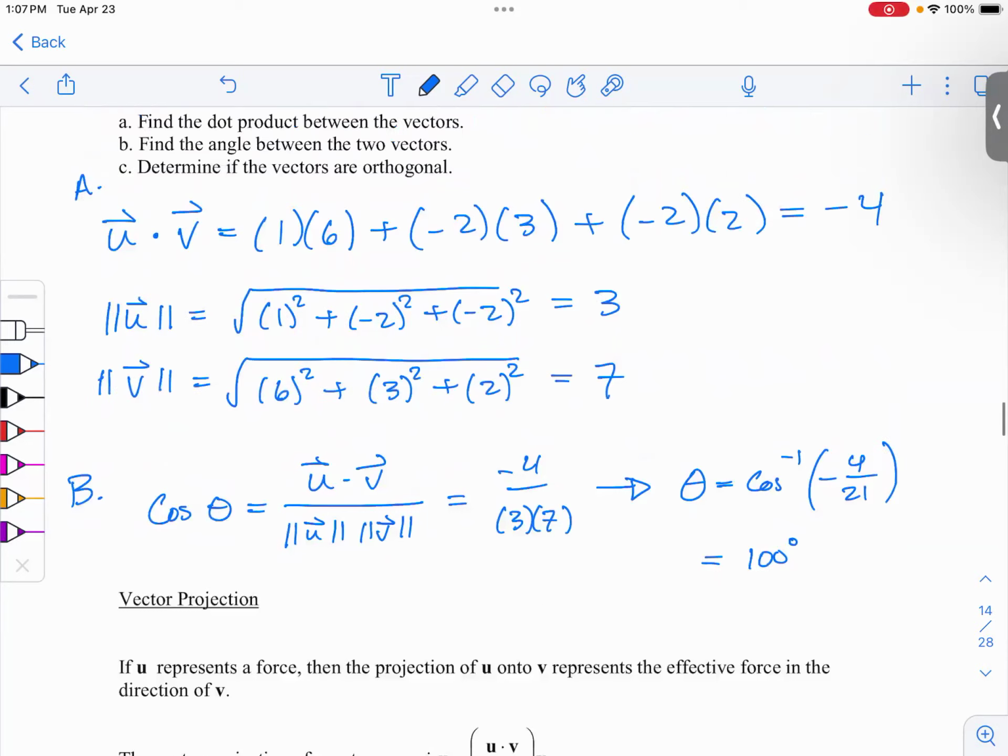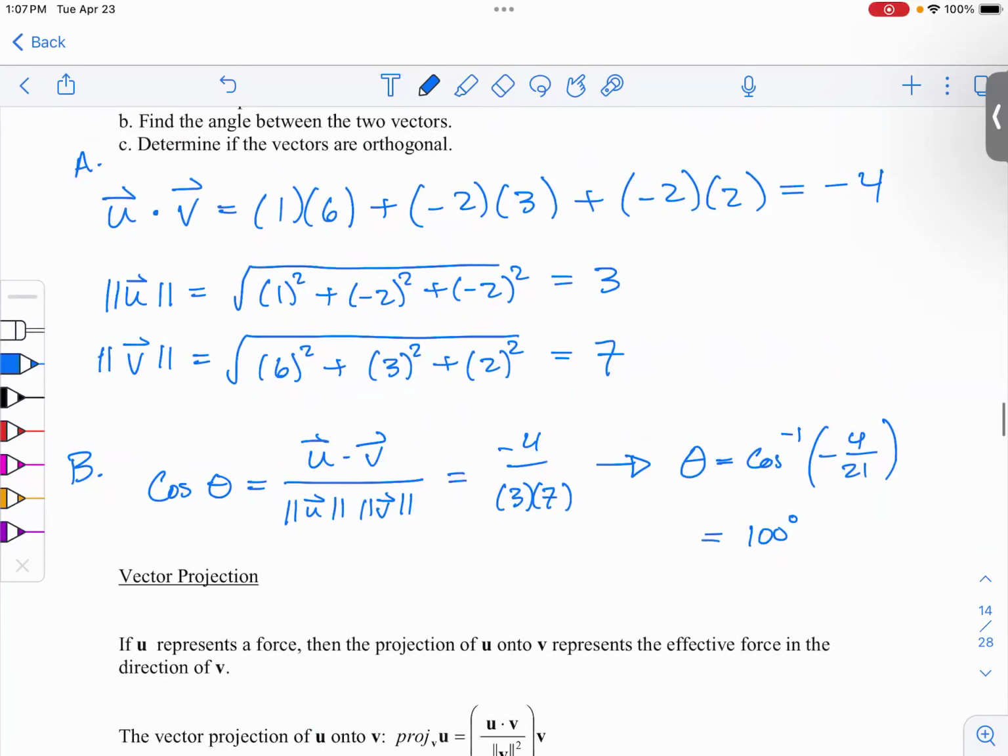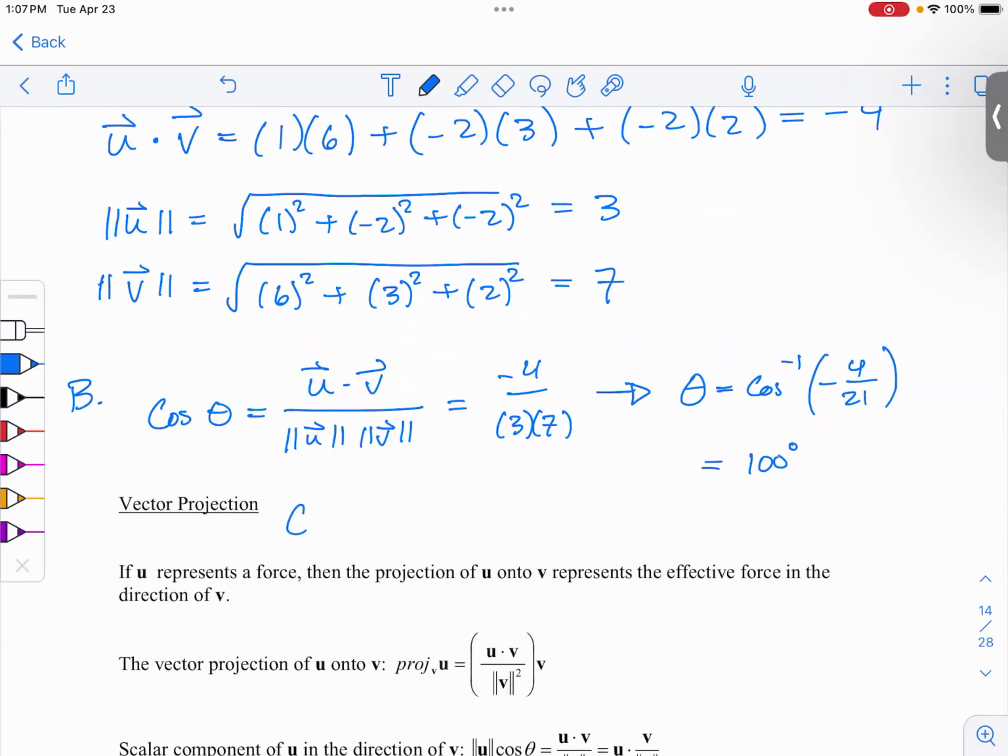Okay, and then lastly, determine if the vectors are orthogonal. So the vectors are orthogonal? No. Why not, Brenna? Is it not 90 degrees? Because it's not 90, it's literally that simple, all right?